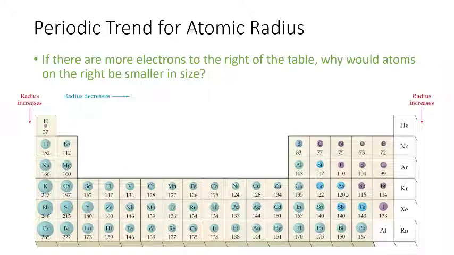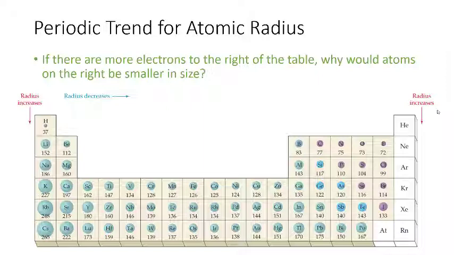So we have some periodic trends when we take a look at the periodic table for atomic radius. And these trends are important for you to memorize and remember. We see as we go from the top of the periodic table down towards the bottom, the radius of an atom increases. Whereas if you go from the left of the table to the right-hand side of the table, the radius decreases.